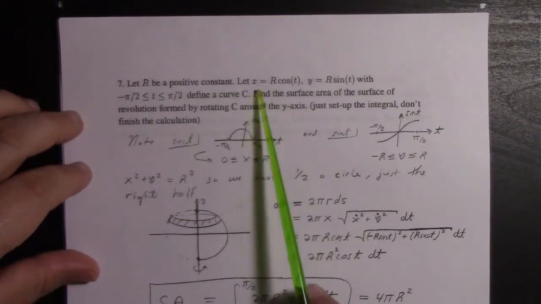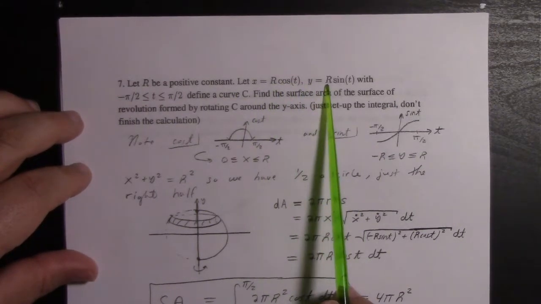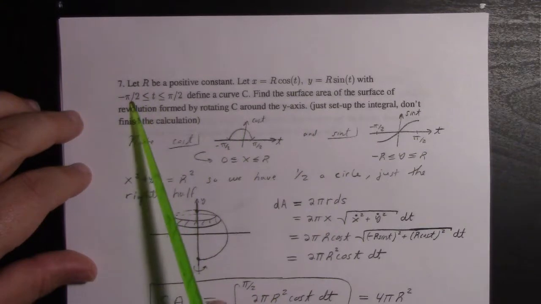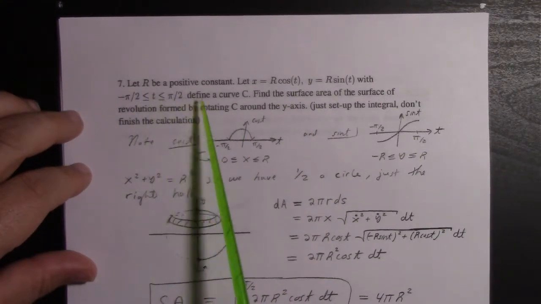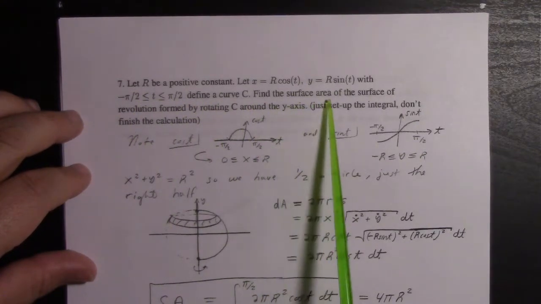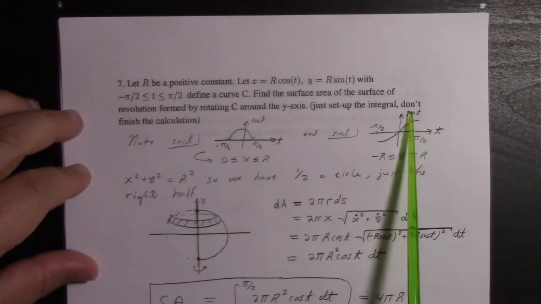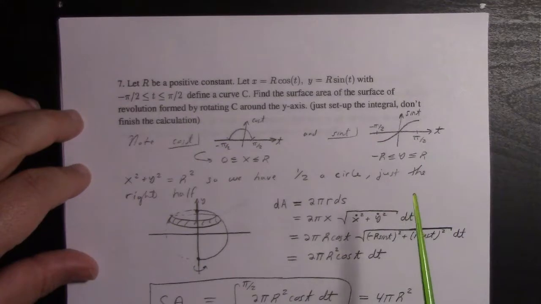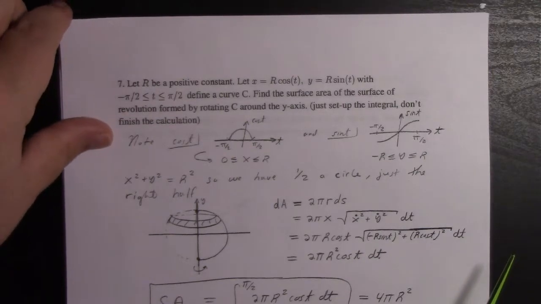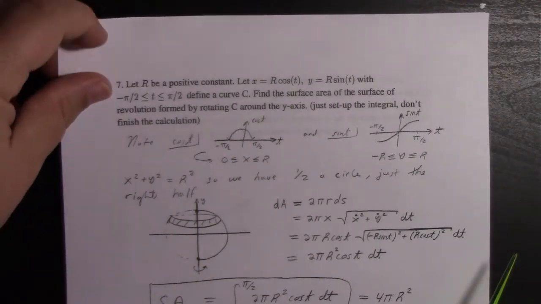Let's see, r being a positive constant, x equals r cosine t, y equals r sine t, with t ranging between plus or minus pi over 2. And then rotate this thing around the axis. Just set up the integral, don't finish the calculation. Well, that was kind of silly. We could definitely have finished the calculation. It's just yet another setup for the surface area of the sphere, right?